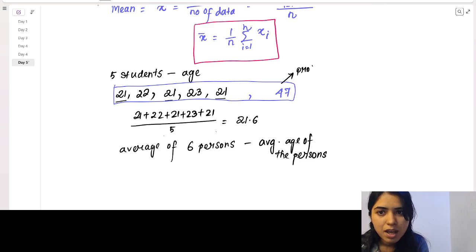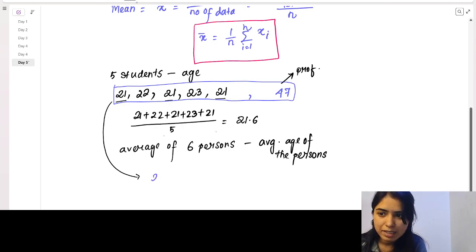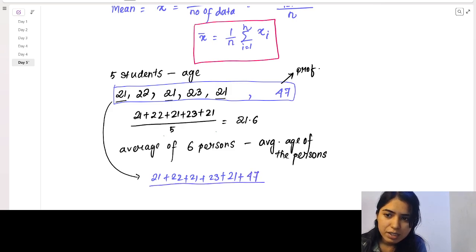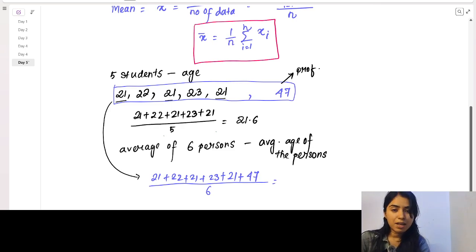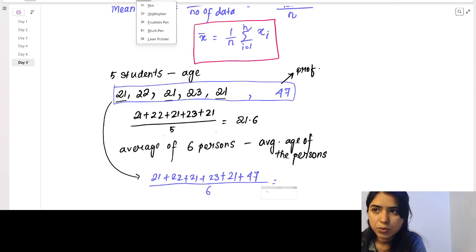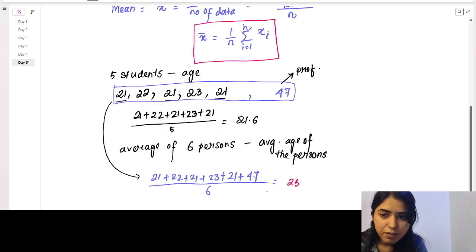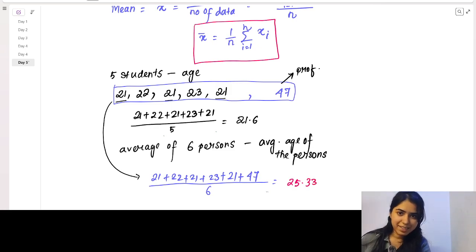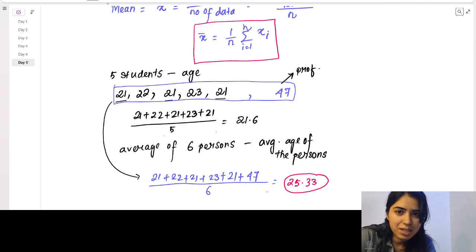This is the professor. Now in this case, you add all the values: 21 plus 22 plus 21 plus 23 plus 21 plus 47, and you divide by 6. So what is the value now? It is showing 25.33, if I'm correct, but do check it in the calculator. So 25.33 is giving the idea about the entire session of persons.